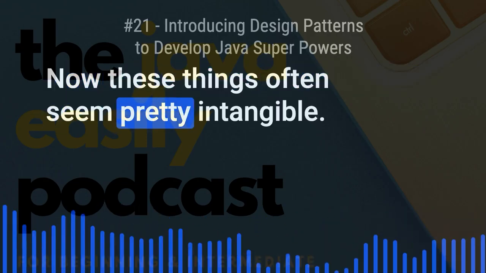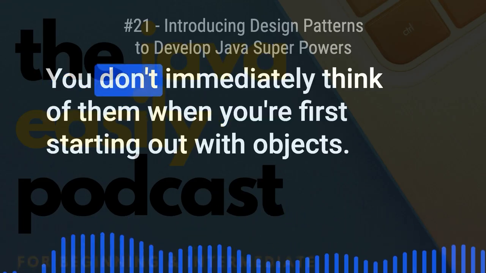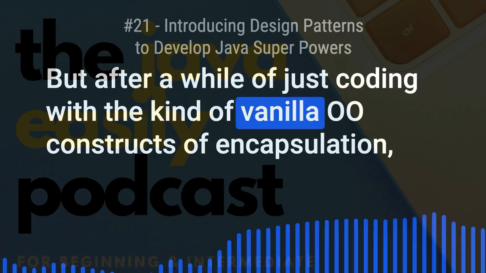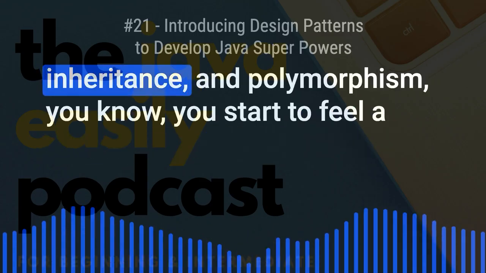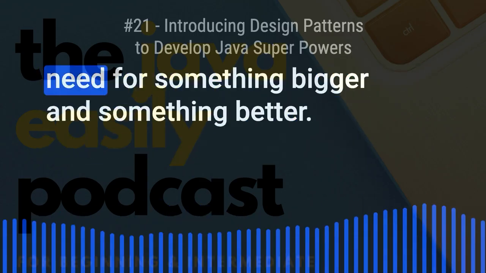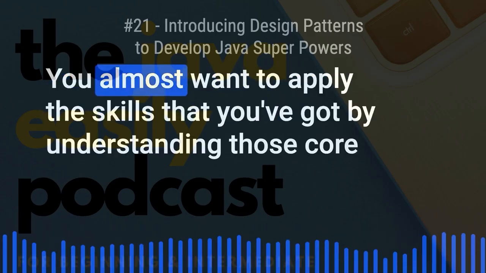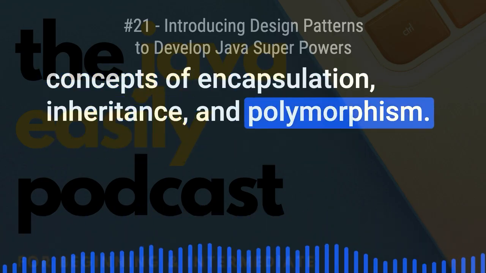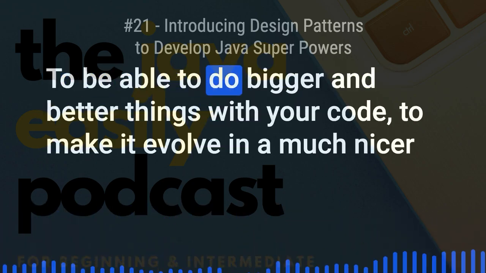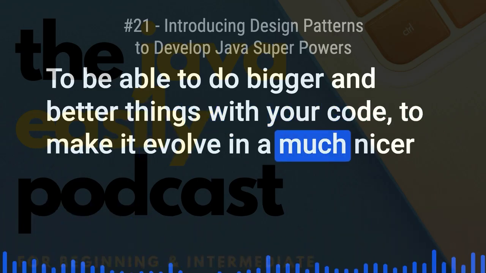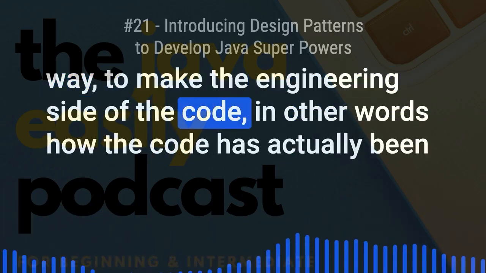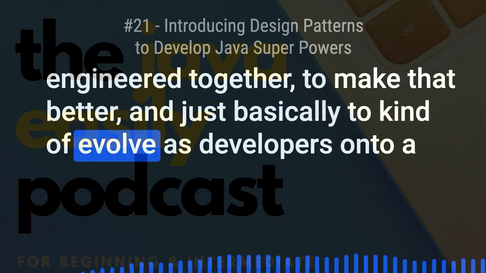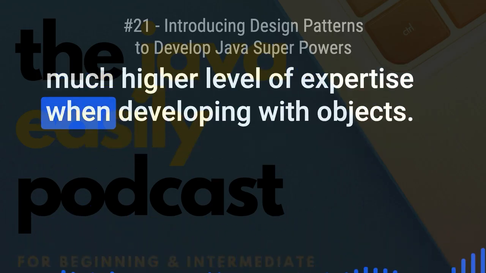So it can be those kind of things. Now, these things often seem pretty intangible. That is, they're not immediately apparent. You don't immediately think of them when you're first starting out with objects. But after a while of just coding with the vanilla OO constructs of encapsulation, inheritance, and polymorphism, you start to feel a need for something bigger and something better. You almost want to apply the skills that you've got by understanding those core concepts and put them on steroids, to be able to do bigger and better things with your code, to make it evolve in a much nicer way, to make the engineering side of the code, in other words, how the code has actually been engineered together, better, and just basically to evolve as developers onto a much higher level of expertise when developing with objects.